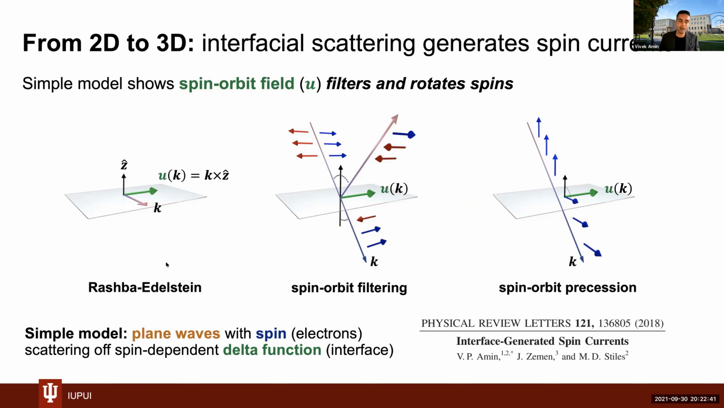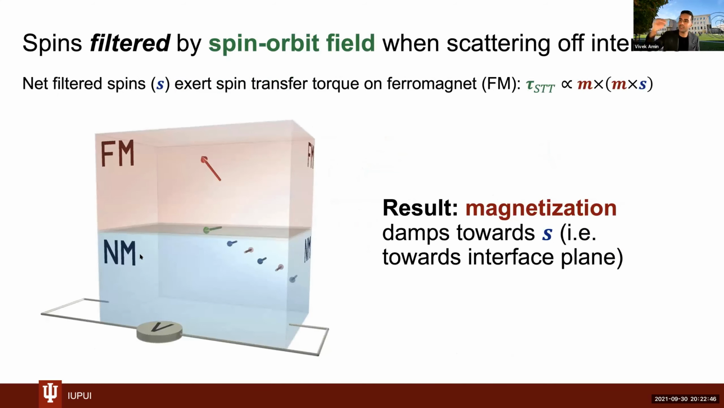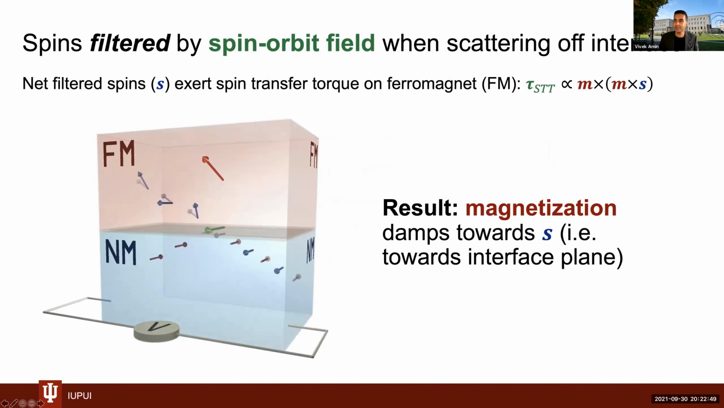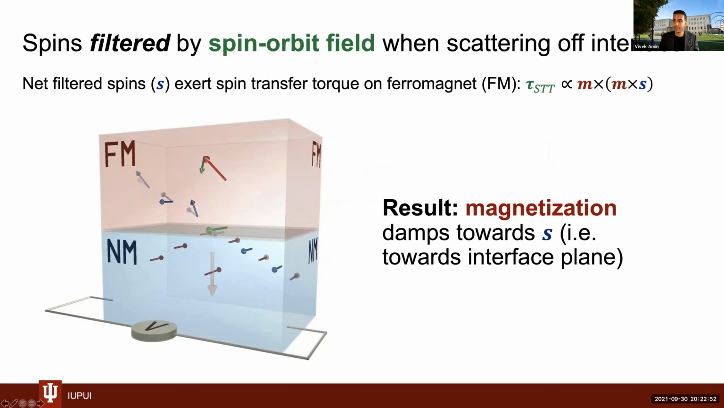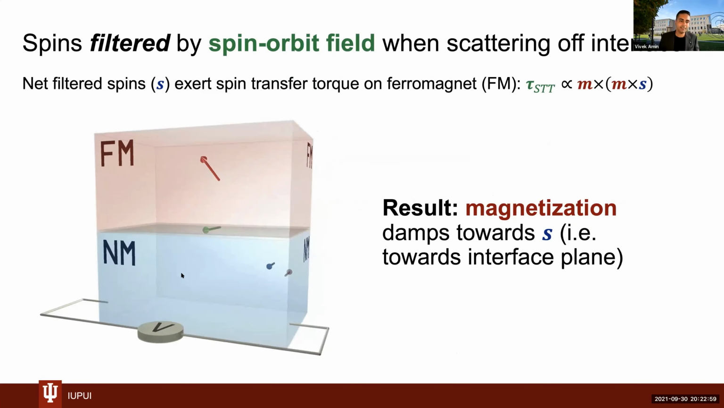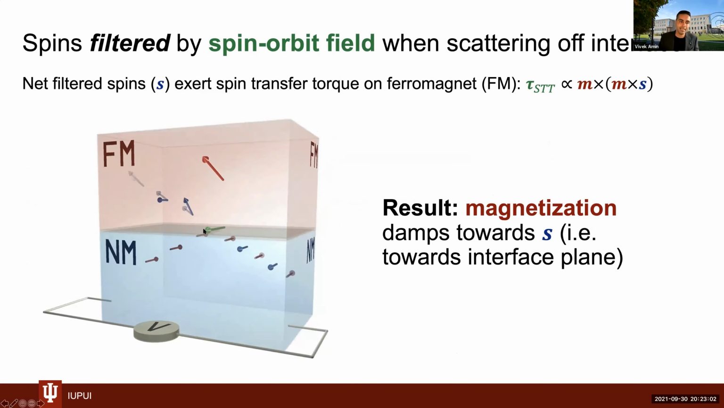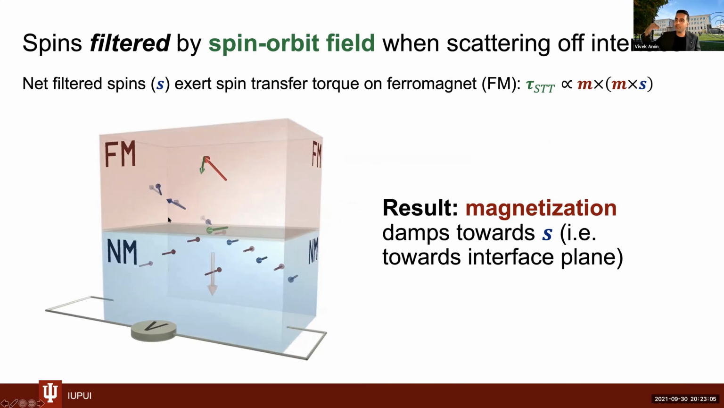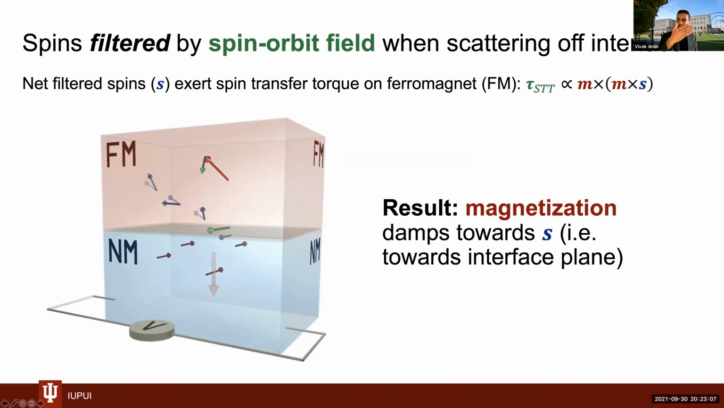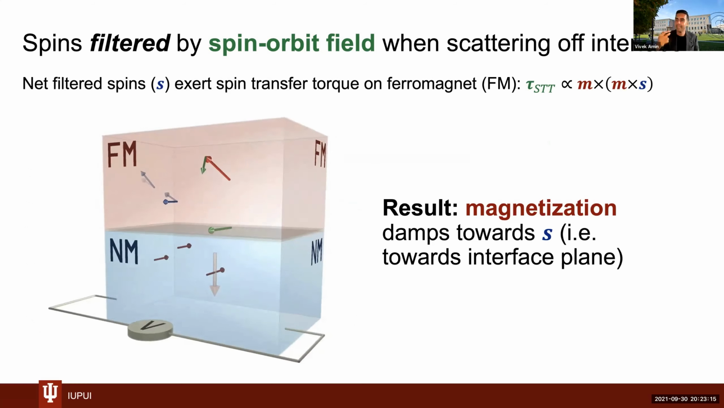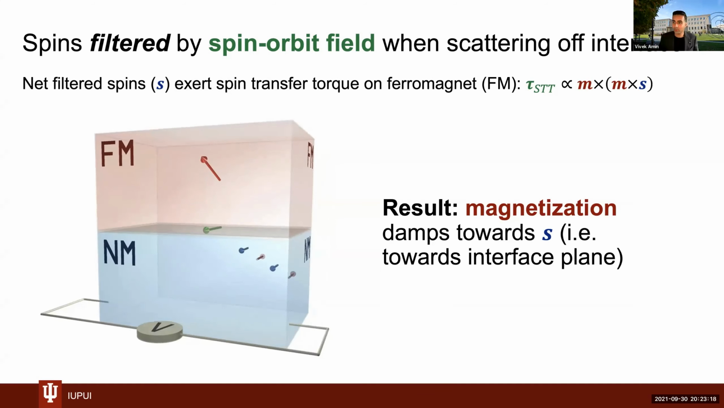So let's go back to our model. If we have this non-magnetic layer, and now we're just focusing on one stream of electrons, which is scattering off the interface plane, so I'll let the animation start over again. Hopefully there's not a lag here. But as this current of unpolarized spin scatters off the interface, this spin-orbit field they see at the interface filters the spins. And here I'm showing an extreme example where all the red spins get reflected and all the blue spins get transmitted. So if you watch closely what these blue spins are doing, they flow into the ferromagnetic region, they interact with the magnetization, and then they exert a spin-orbit torque.